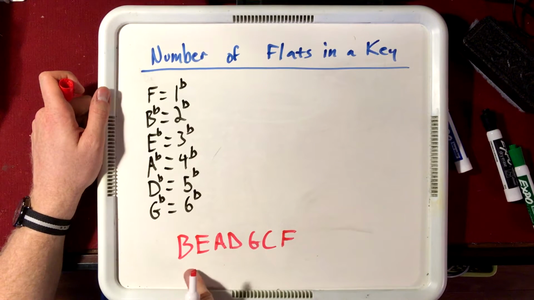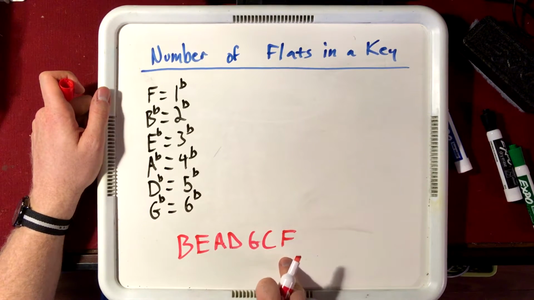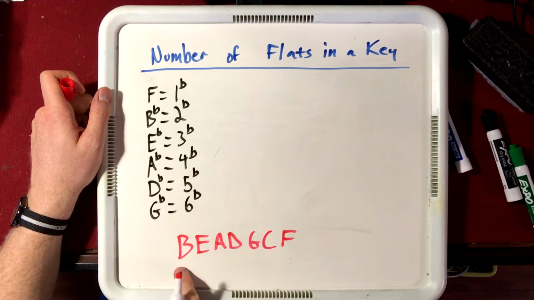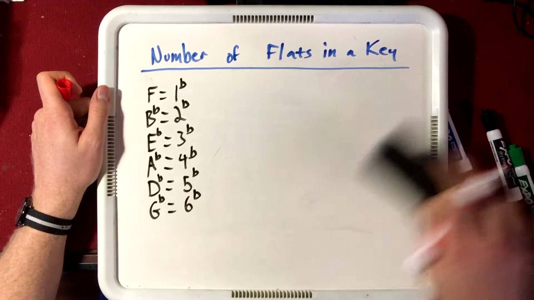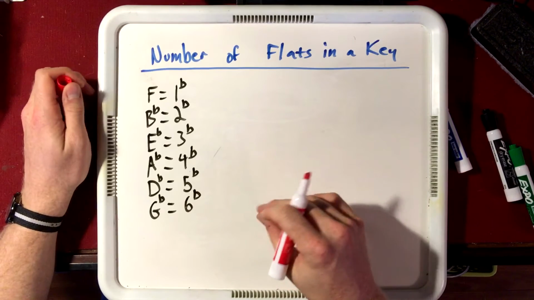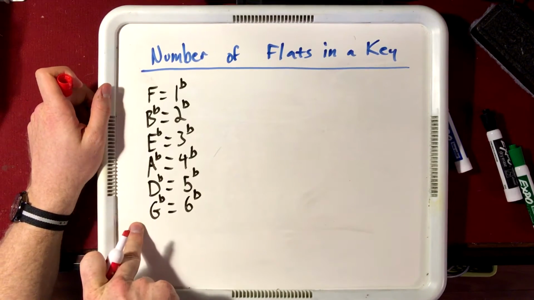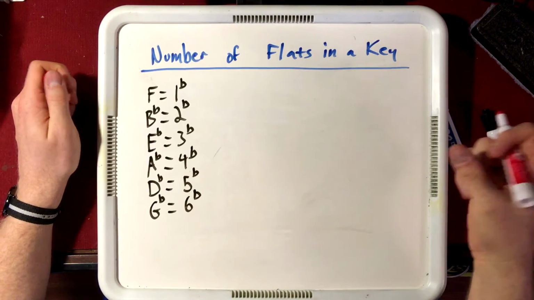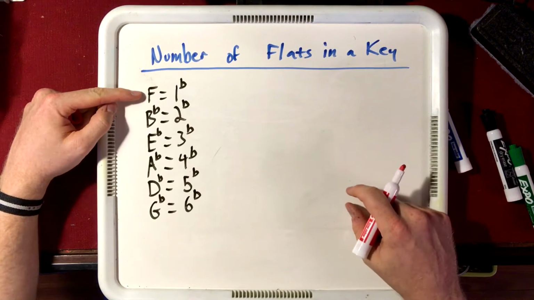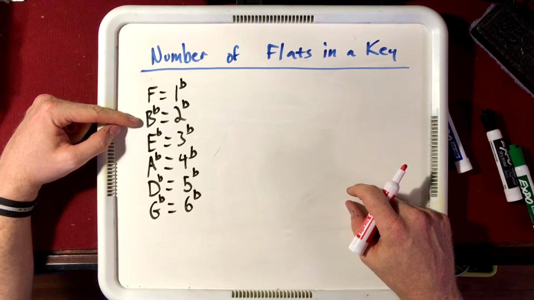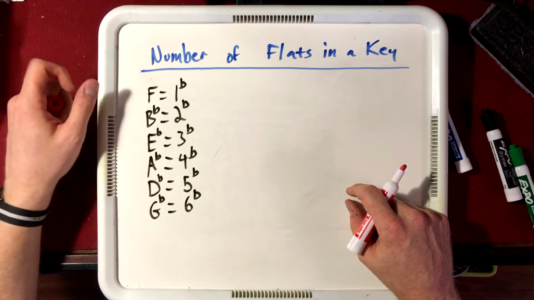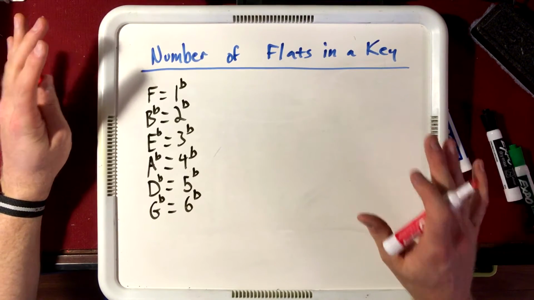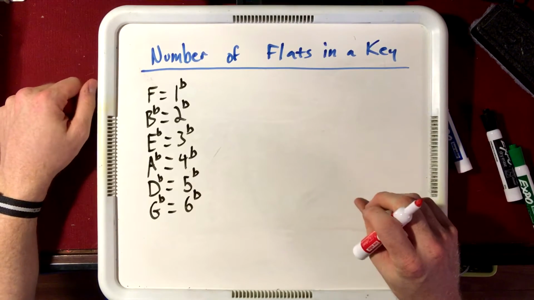So in other words, it's the order that they are listed in. You're never going to have a flat key that doesn't have a B flat in it. They always appear in this order. So if you haven't watched that lesson, go ahead and take a look at that. But now we're talking about how do you memorize how many flats are in each key. Now the harder way to do it is to just memorize F has 1 flat, B flat has 2 flats, E flat has 3 flats, A flat has 4 flats, D flat has 5 flats, G flat has 6 flats. But I'm going to show you a lot easier way to do it, okay?